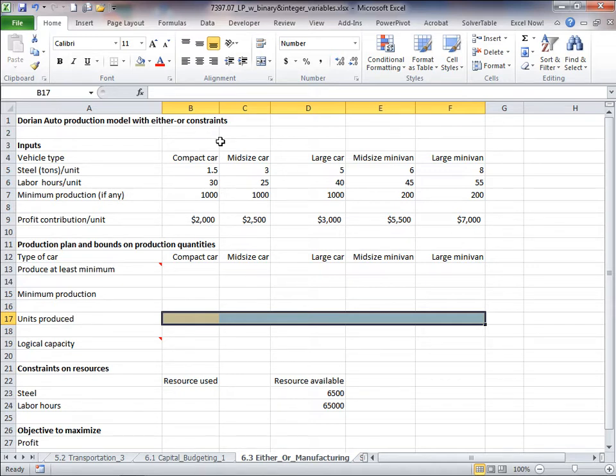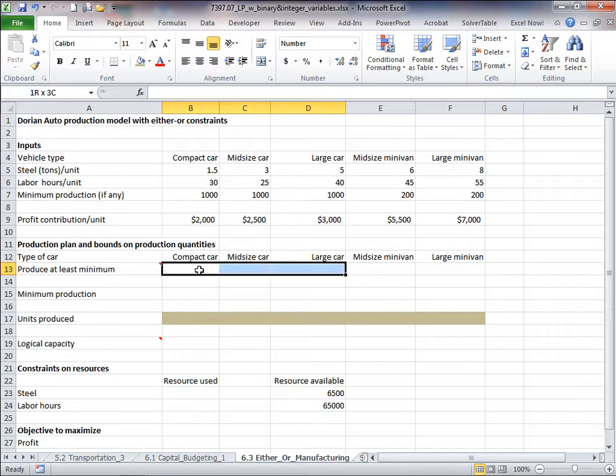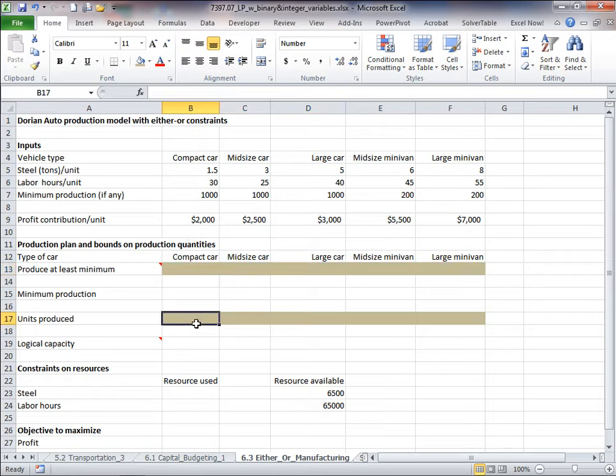All right. But we also have to decide whether or not we're going to produce the car, right? So we actually have 2 sets of decision variables. We have the decision variable of how many to produce, but first we have to decide whether or not to produce. Now, this is where we're going to be looking at throwing the switches, okay?